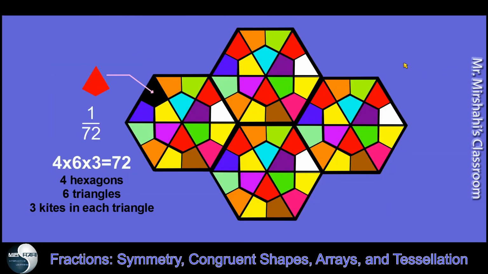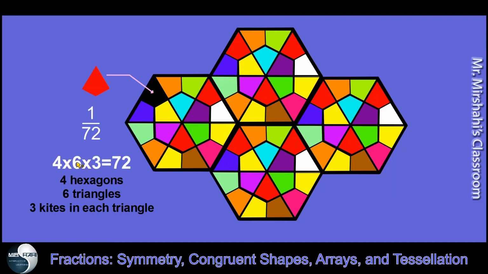Again, let's find a trick. I have 1, 2, 3, 4 hexagons. So 4 hexagons. Each hexagon has 6 triangles inside, 1, 2, 3, 4, 5, 6. Each triangle has 3 kites in there. So 4 times 6 times 3 is 72. You can use a calculator, but you can also do it in your head.